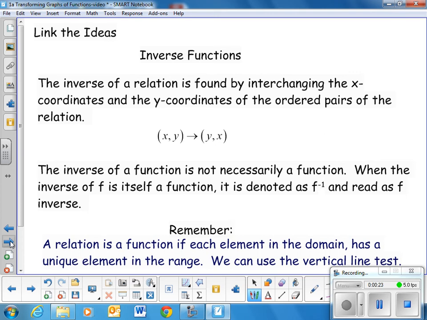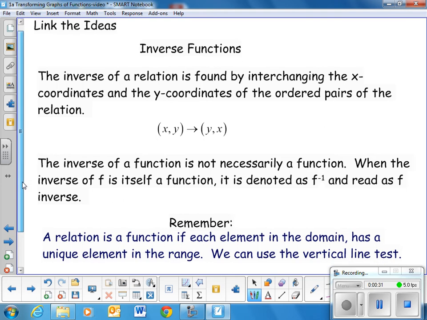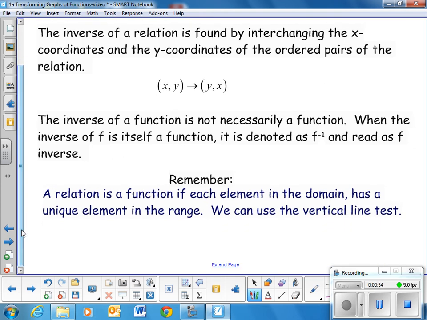When the inverse of f is itself a function, it's denoted as f to the negative 1 and read as f inverse. Remember, a relation is a function if each element in the domain has a unique element in the range. We can use a vertical line test to help us determine if it's a function or not.